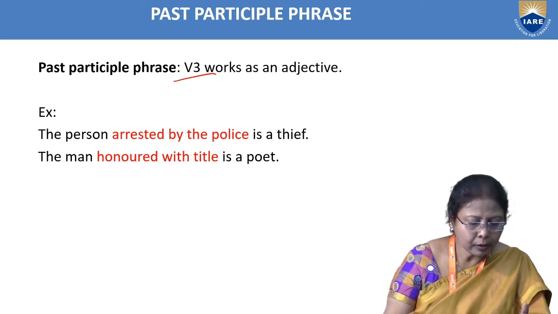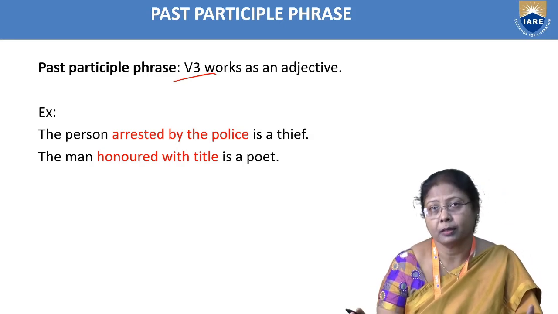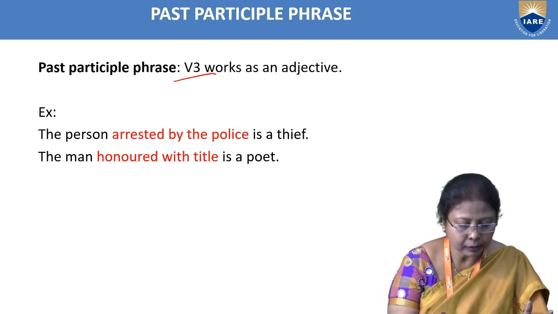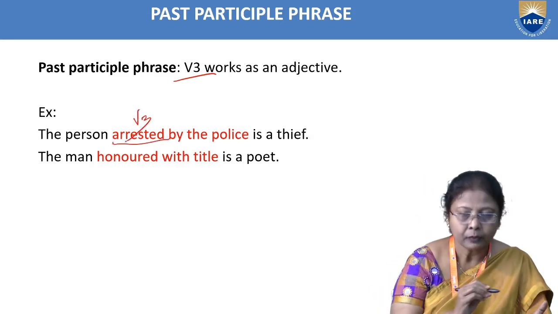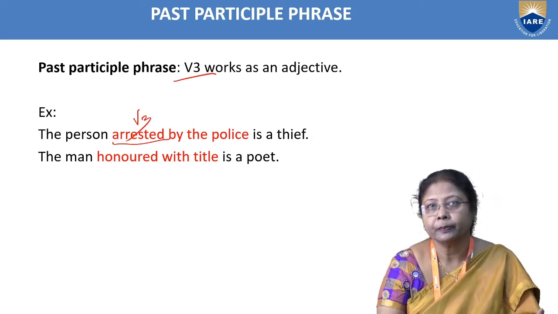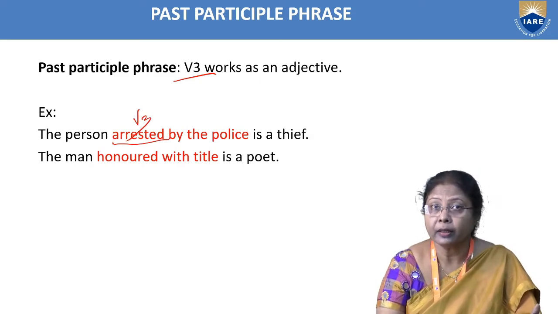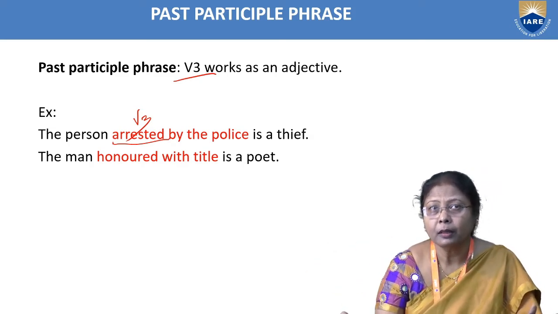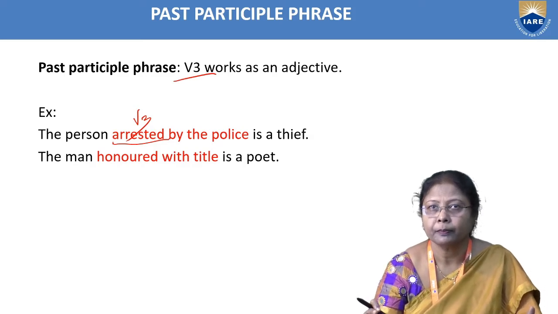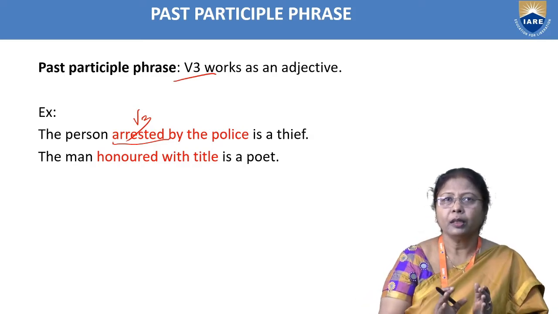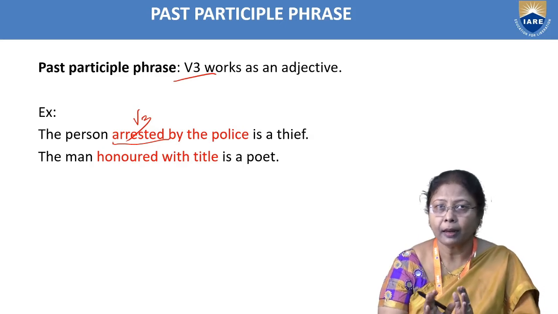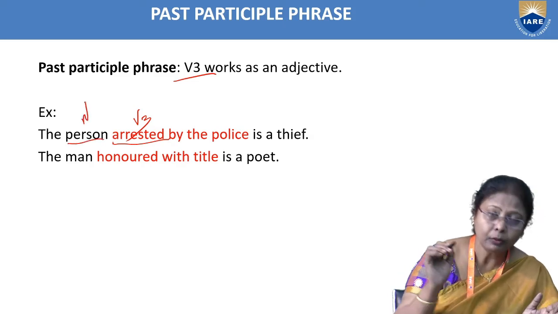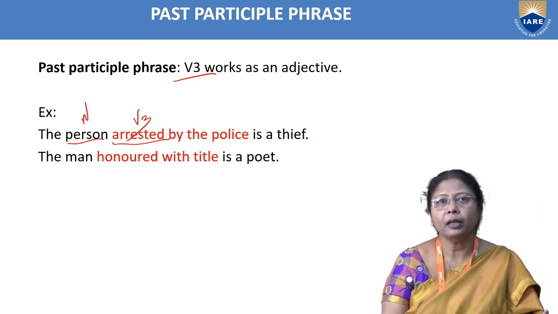So here, in this sentence, a person arrested by the police is a thief. Here, arrested is V3. What is the past participle phrase? Arrested by the police is a past participle phrase. Here V3 acts as an adjective after the noun person. Clear?